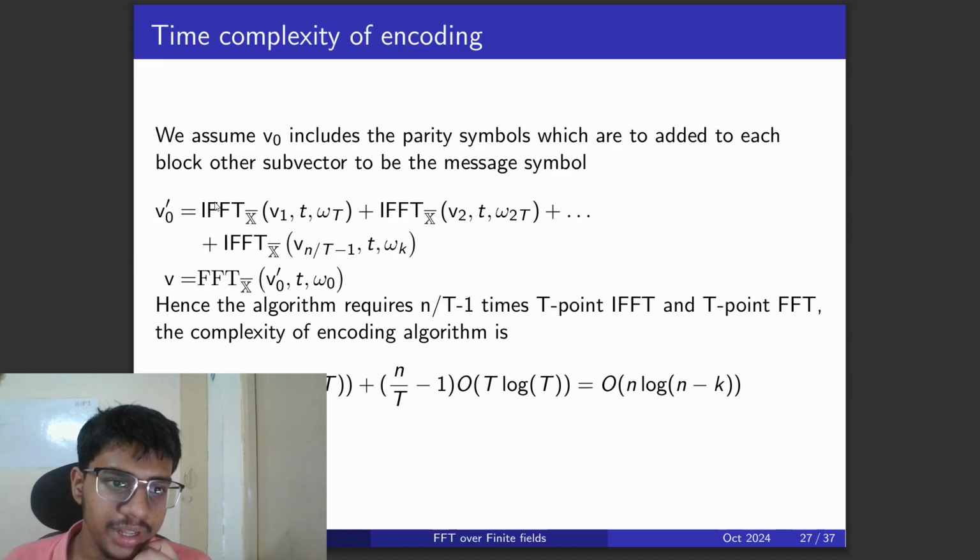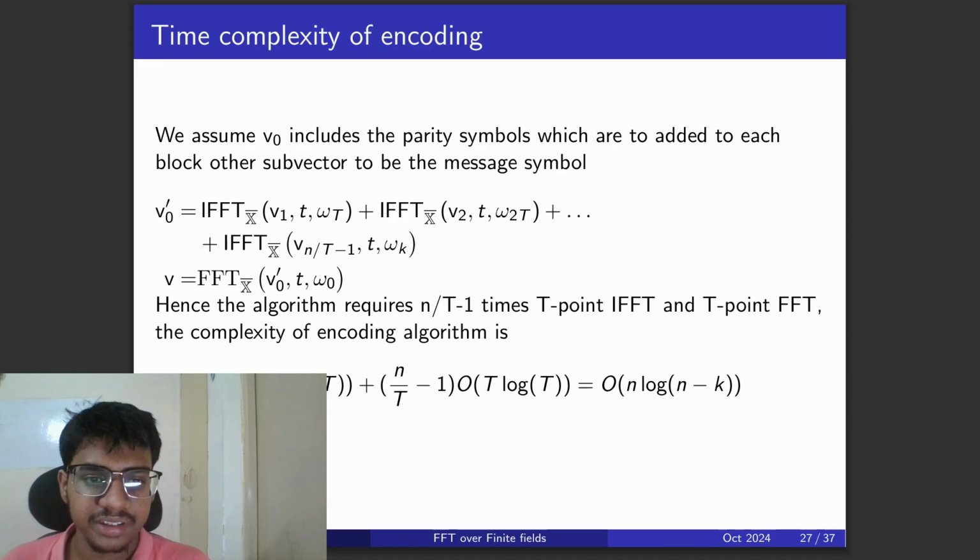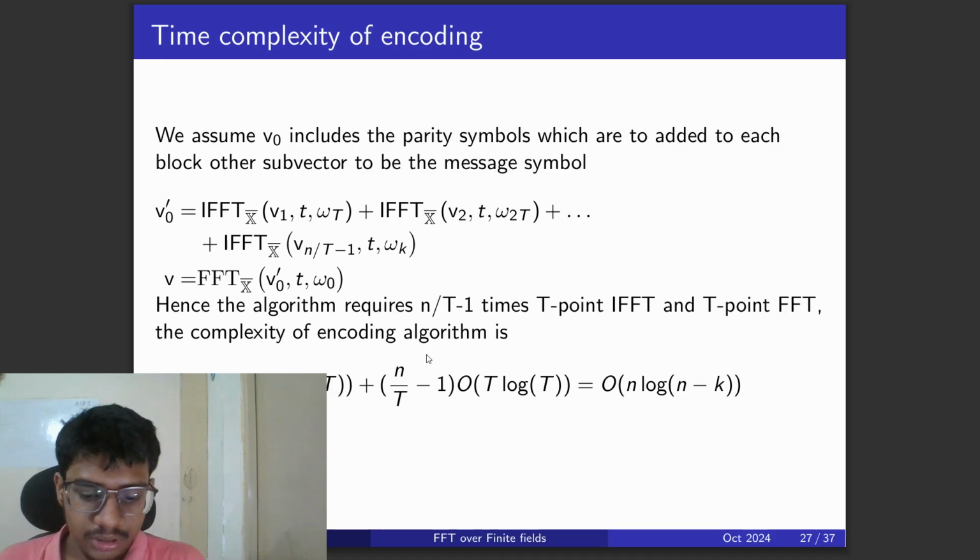So we have used n by t minus 1 times the inverse Fourier transform. We have this term here, and at last we have used the fast Fourier transform. For that we have this complexity. Adding these, we get O of n log of n minus t.